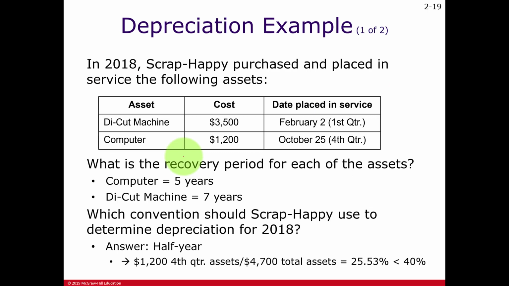Example, Scrap Happy again. We're buying two different assets with two different class lives. This machine is 7 years and the computer is 5 years. If you add up the total cost for the year, that comes out to 4,700. And if you divide the fourth quarter purchases, that's 1,200, by the total for the whole year, no matter if it's 5 or 7 year, remember, this is all the personal property bought during the year, you bought less than 40% in that last quarter, meaning you're going to use the half year convention.